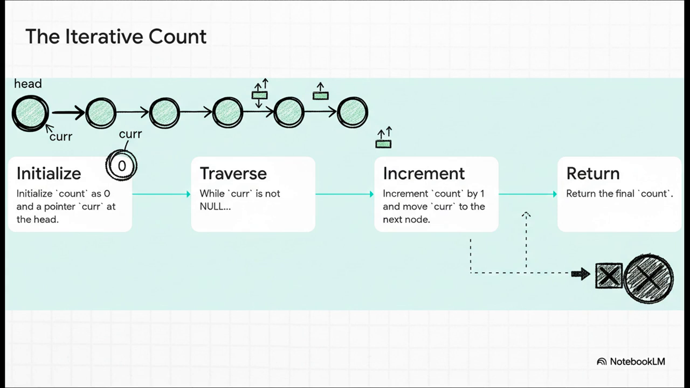Here's how you do it. You start a counter at 0. Easy enough. Then you create a temporary pointer, let's just call it current, and you place it right at the very beginning, the head of the list. From there, you just start, well, walking down the list. As long as your current pointer isn't pointing at null, the end of the line, you just do two things. Add 1 to your counter, and then move your pointer to the next node. That's it. Once you finally hit the end, whatever number is in your counter, that's your answer.